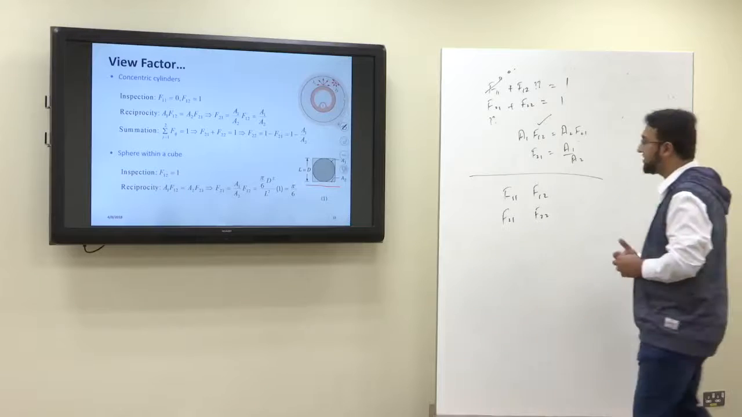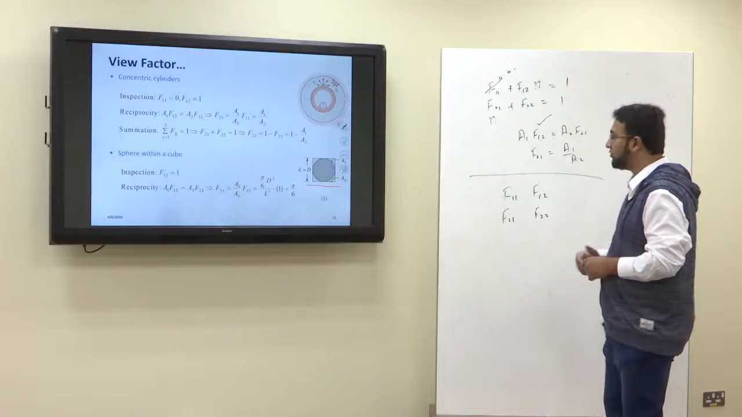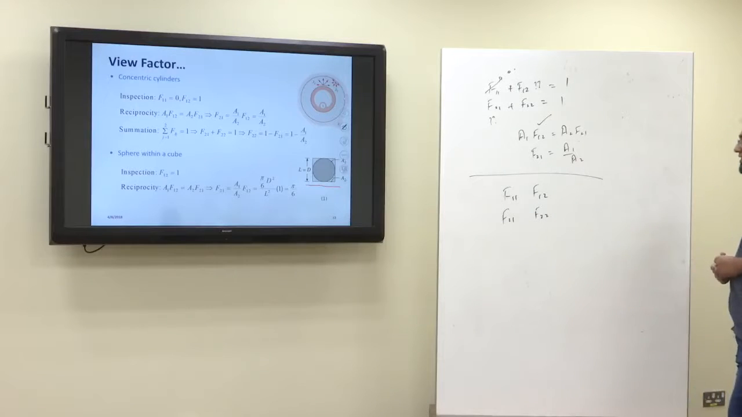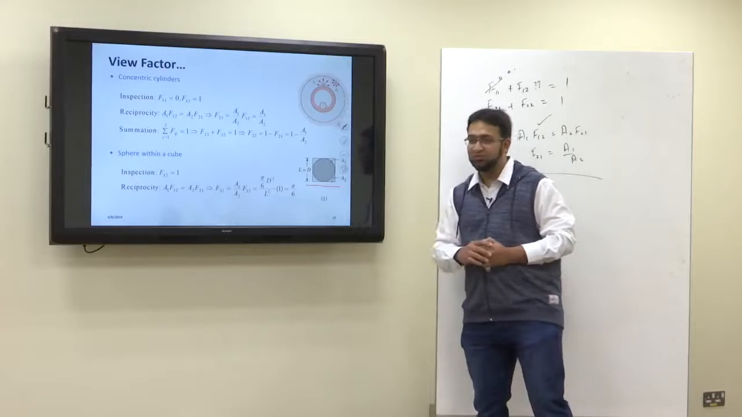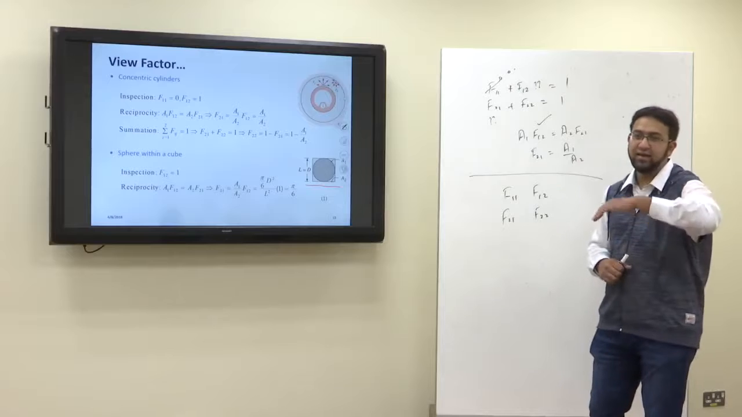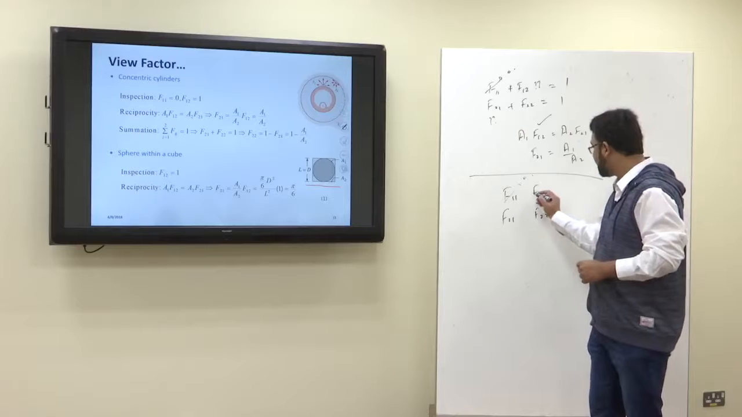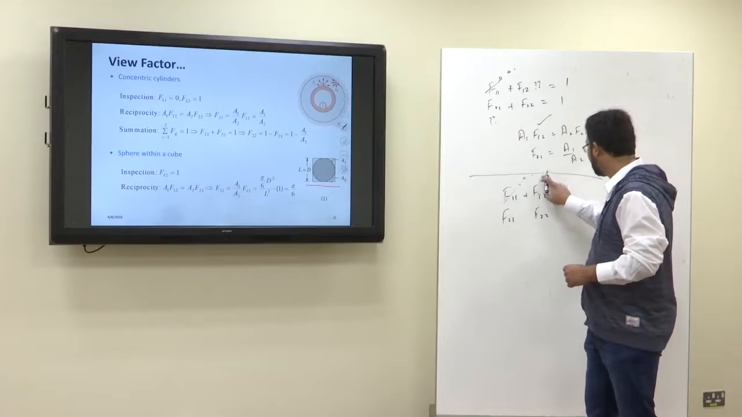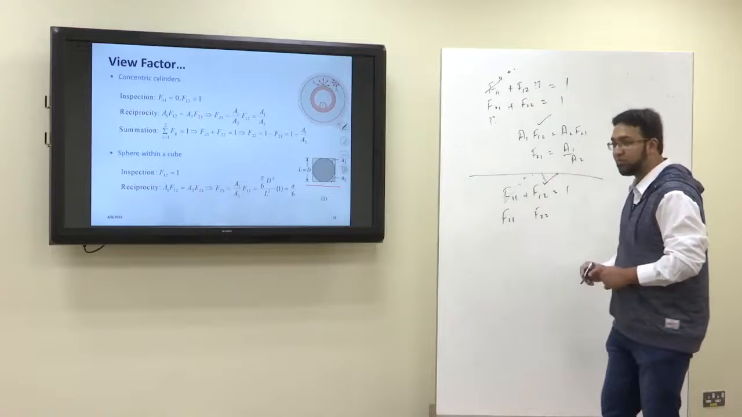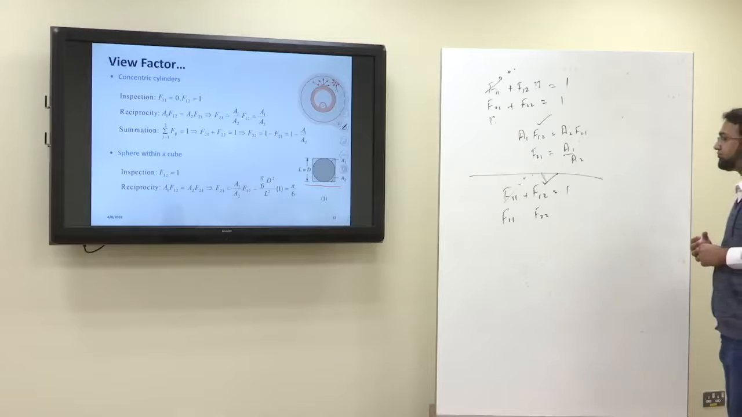Now let's talk about the second case. F11, F12, F21, F22. One thing is very clear, that my F11 will be 0. This is a sphere and any radiation emitted from it cannot reach itself, so it will be 0. So if this is 0, then F12 will be 1. So this is known now. Now let's talk about F21 and F22.